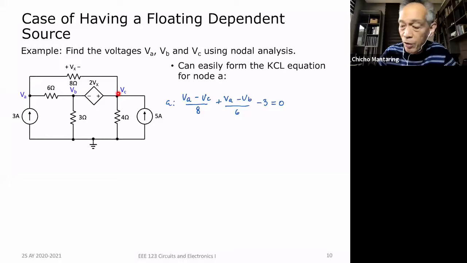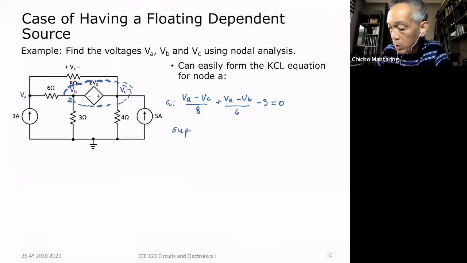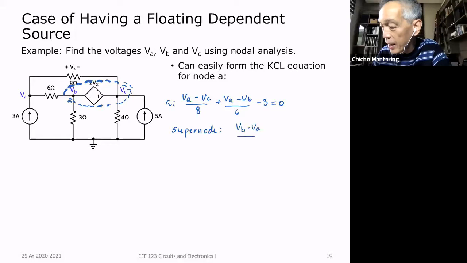So what do we do? We combine node B and node C into a super node. That's right, somebody beat me to it. We combine this into a super node and then we apply KCL to the super node. What are the currents leaving the super node? Here, that's VB minus VA over 6. This one at the bottom is VB over 3. Here we have VC over 4.